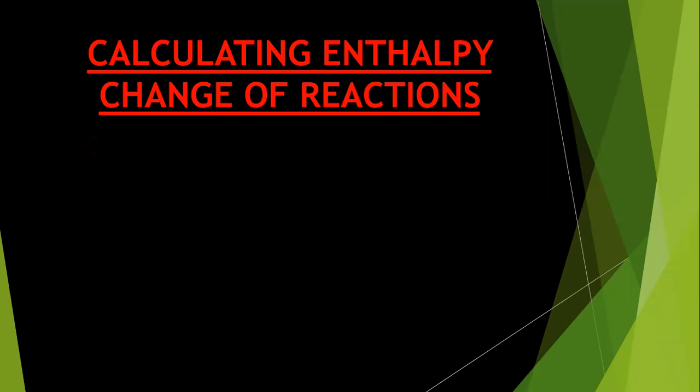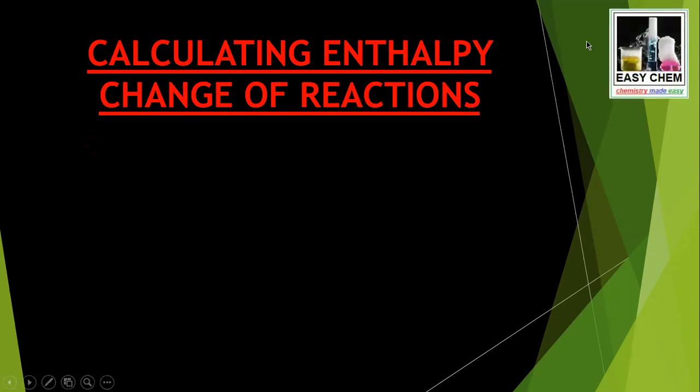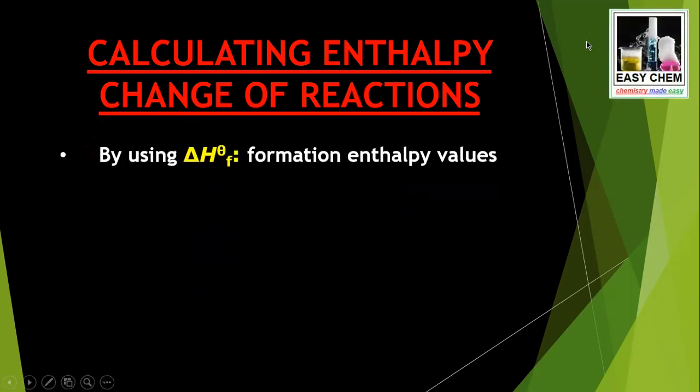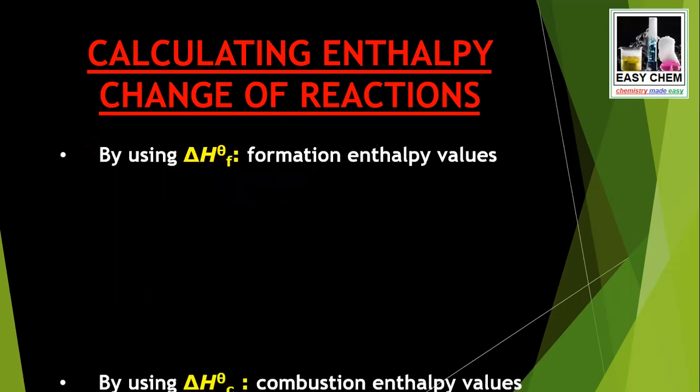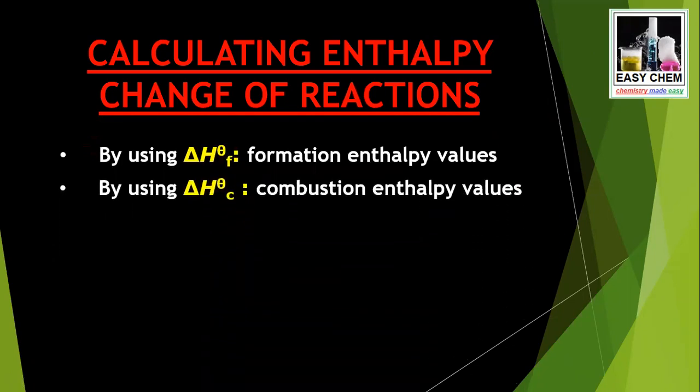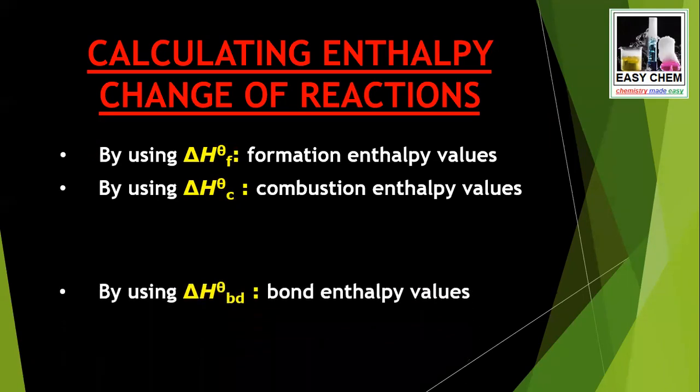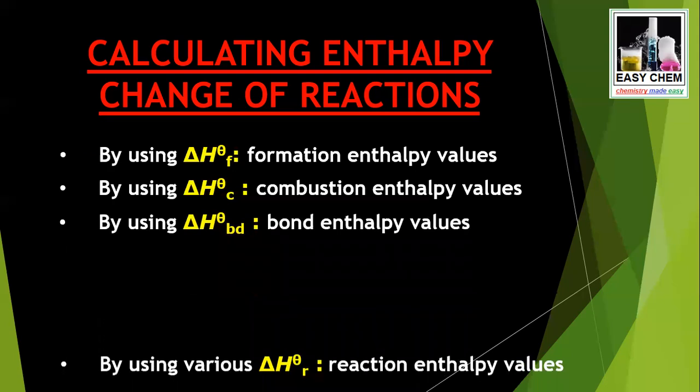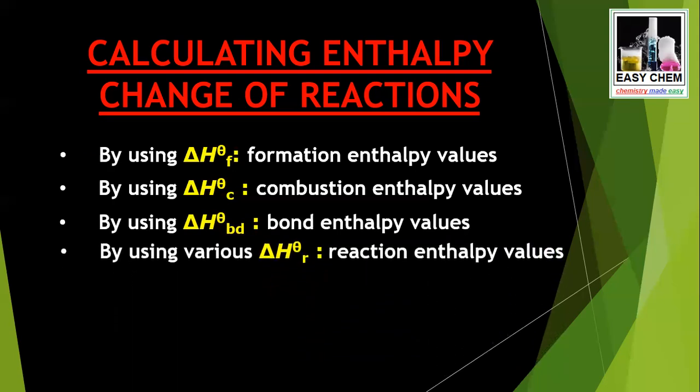In this video, I'm trying to explain to you how to calculate enthalpy change of reactions. When we calculate enthalpy change of reactions in a question paper, you may get so many different types of enthalpy changes. One example is formation enthalpy values. In some of the questions, we have combustion enthalpy values or bond dissociation enthalpy values. And at times, there are a mixture of enthalpy values that I have shown as various delta H reaction enthalpy values.